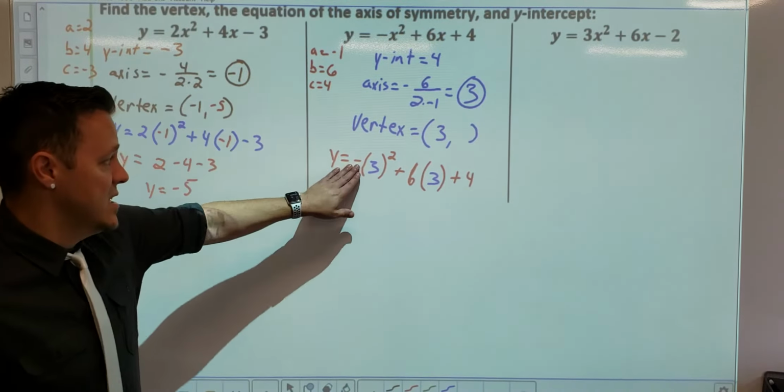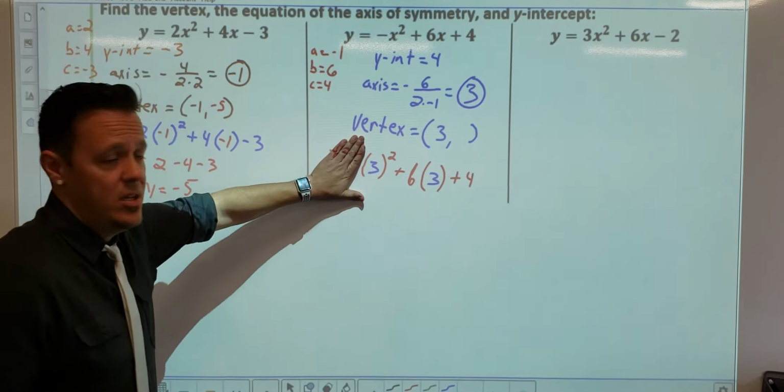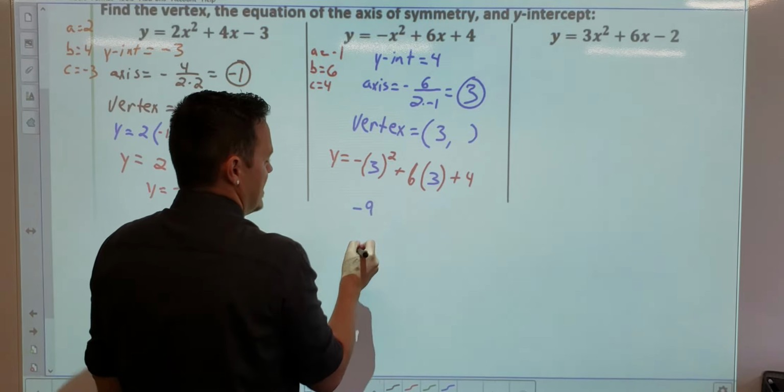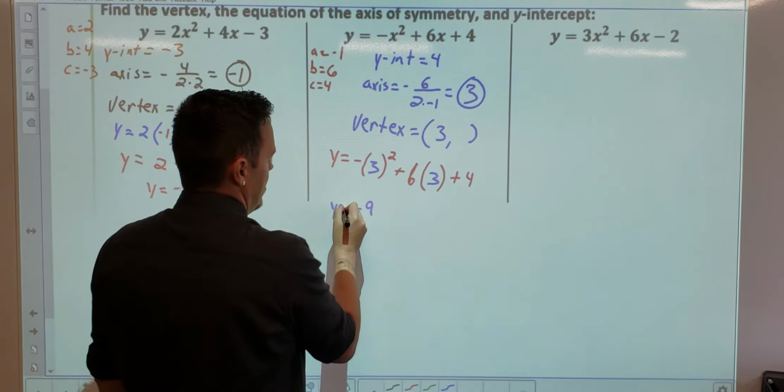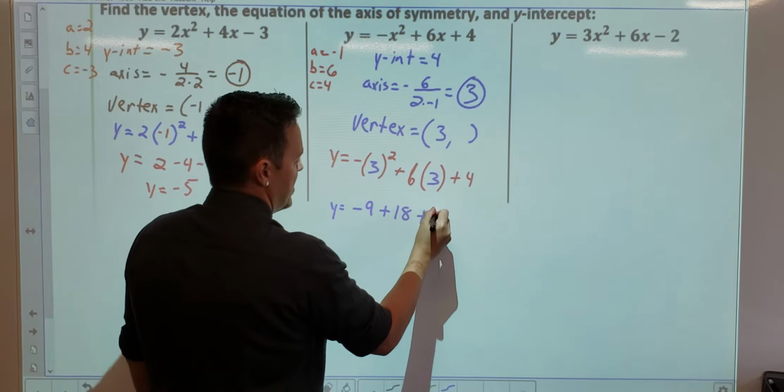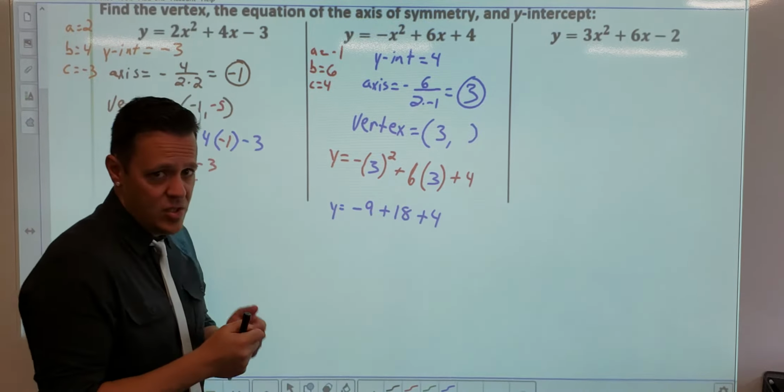Now this is 3 squared. 3 squared is 9, and there's a negative on the outside, so it's actually still -9. Then this is 6 times 3, which is 18, plus 4. Use a calculator if you need to.